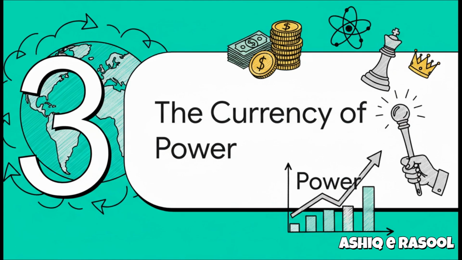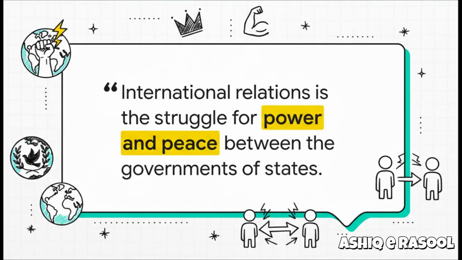So if international politics is this specific, focused game that countries are playing, what's the prize? What's the currency that everyone is after? It all boils down to one simple five-letter word: power. And this isn't some new idea. This quote from Hans Morgenthau, who's basically a giant in this field, just gets right to the heart of it. He argues that what you're really watching on the world stage is a constant struggle for power and for peace. Everything else is just commentary.